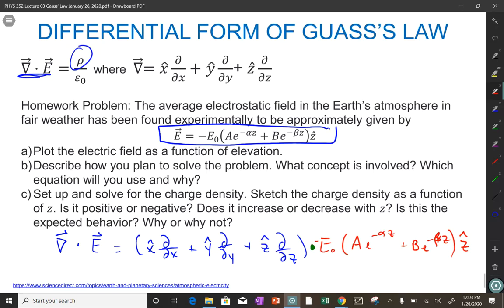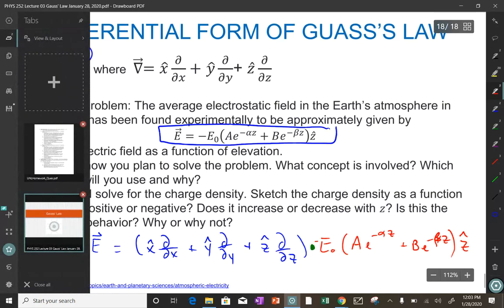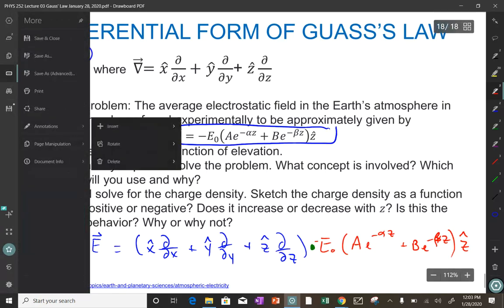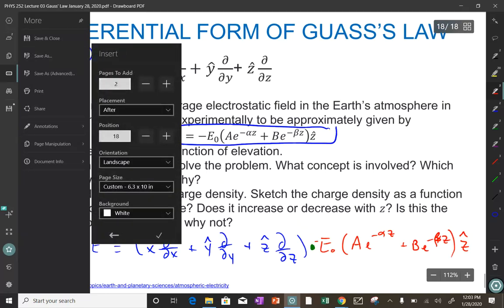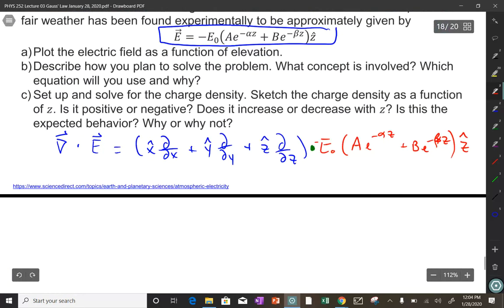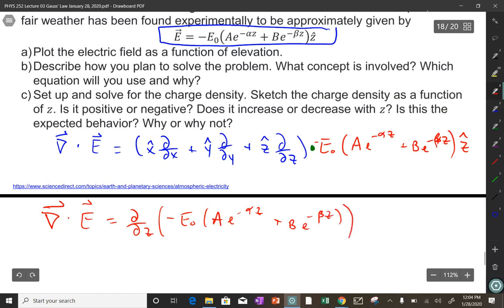Actually, let me just go ahead and add another slide. I don't have another slide underneath this, so I'm going to add 2 pages, just to give me plenty of room. I don't think I'm going to need it. So what I'm going to have then is this simplifies to del dot E is equal to d dz of minus E0 times A e to the minus alpha z plus B e to the minus beta z. So I dropped off the unit vectors.